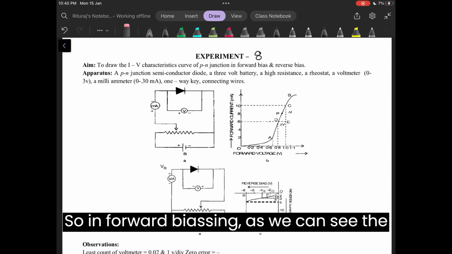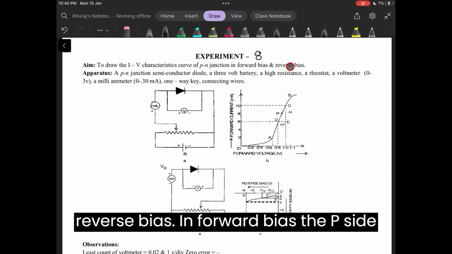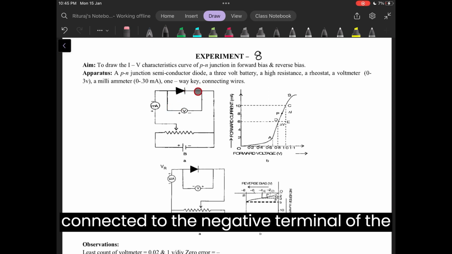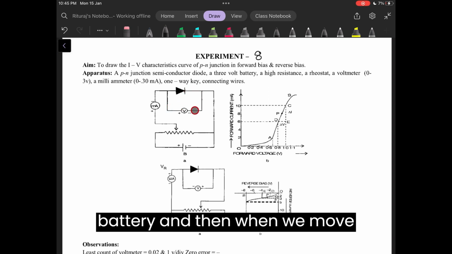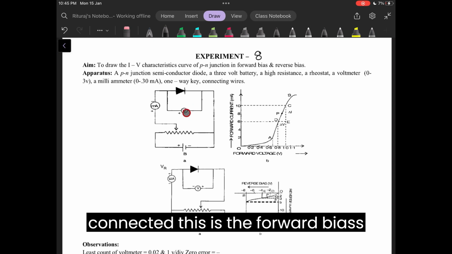In forward biasing, as we can see, the terms used here are forward bias and reverse bias. In forward bias, the P side is connected to the positive terminal of the battery and the N side is connected to the negative terminal of the battery. When the battery is connected this way, this is called forward biasing.